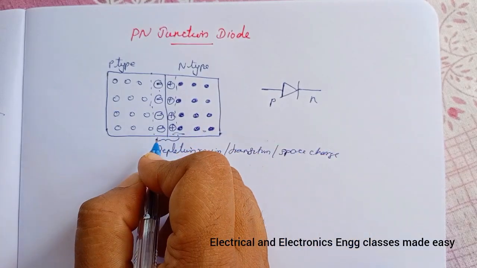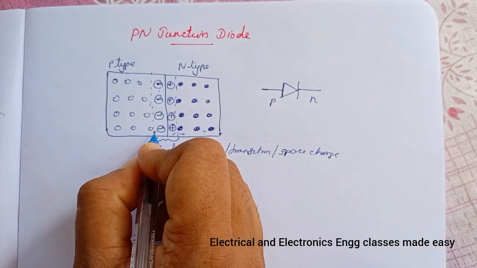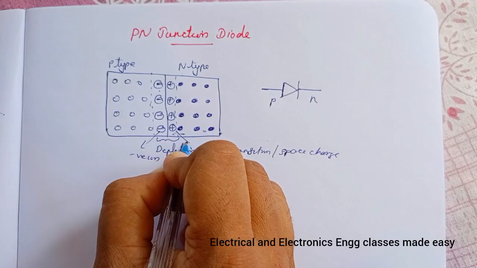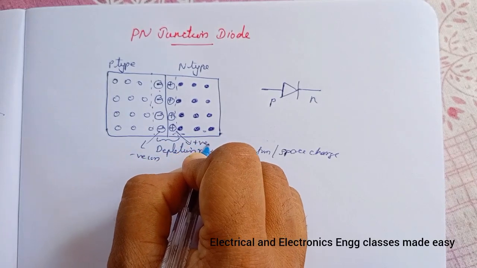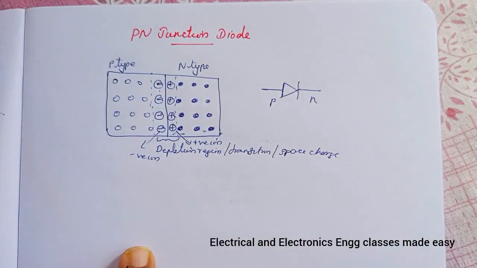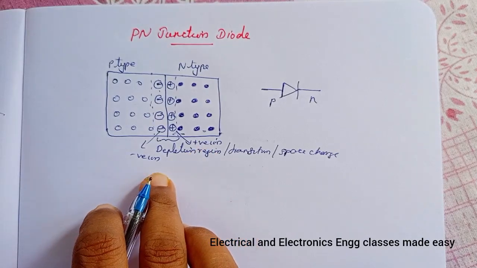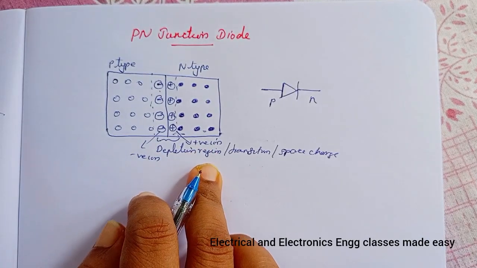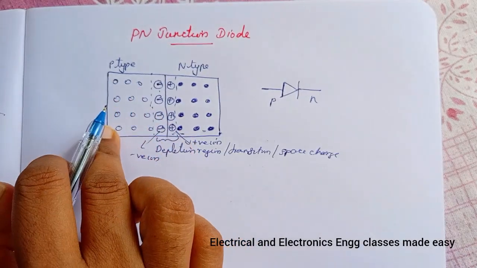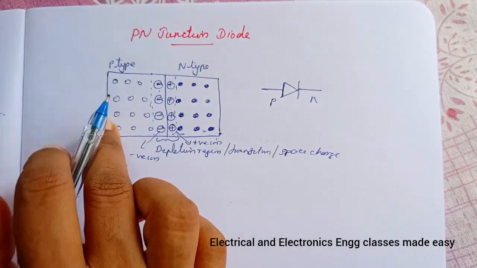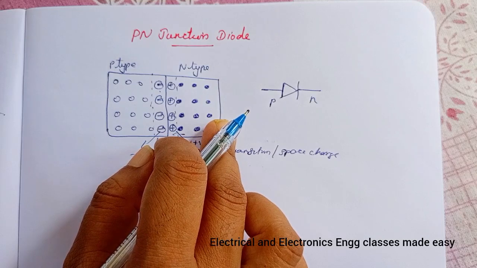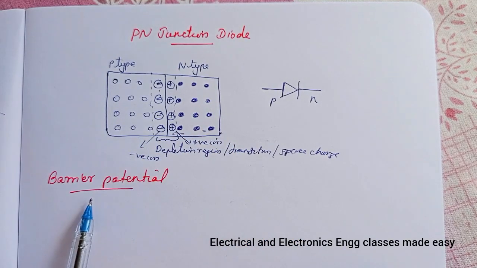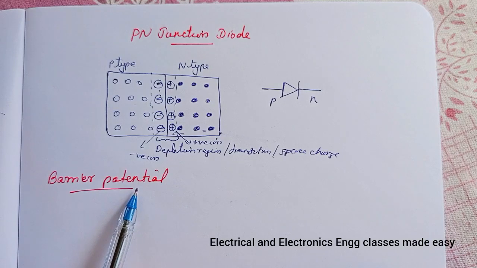So these are immobile ions. So this is negative ion and this is positive ion. So in this way PN junction diode is formed. So half of the intrinsic silicon is doped with the P type and half is doped with the N type material. Next is barrier potential.